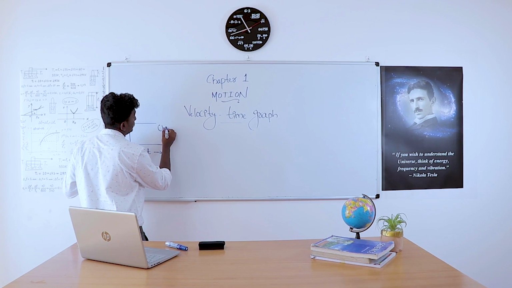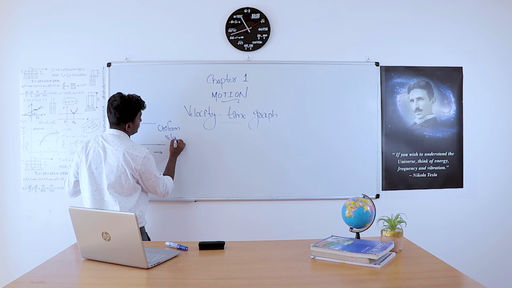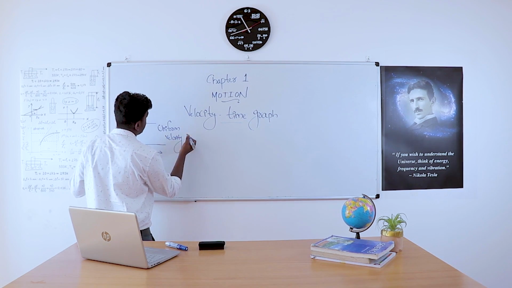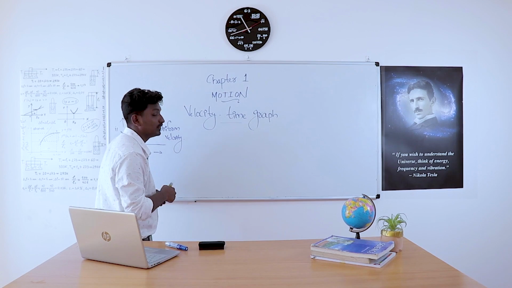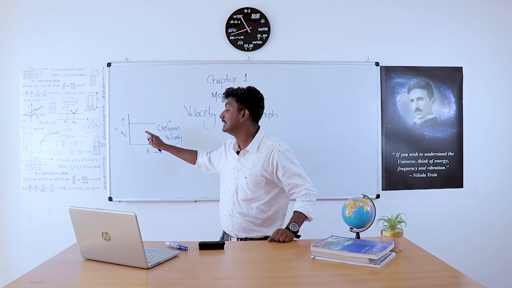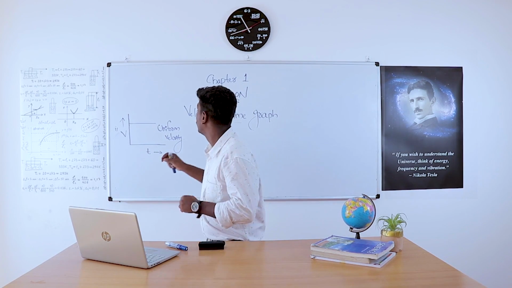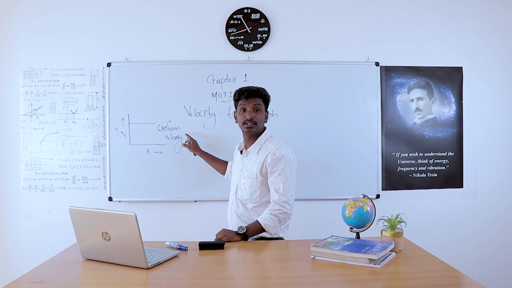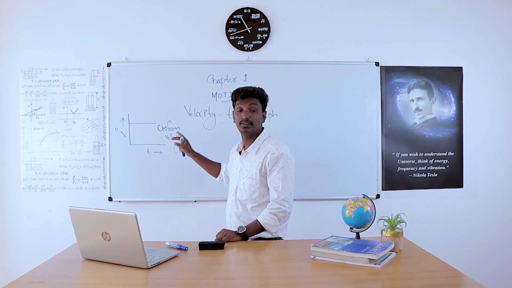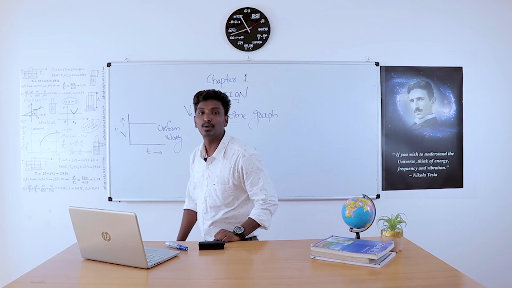Object is moving with uniform velocity. If you are asked to draw a graph of uniform velocity using velocity time graph, then draw like this. If you are asked to draw uniform velocity using position time graph, then you have to draw a straight line starting from origin.